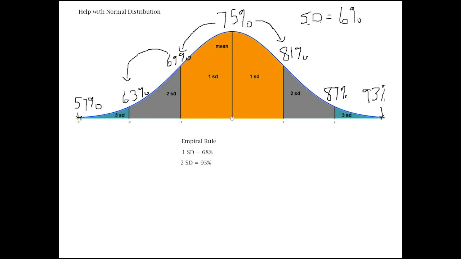Finally, the empirical rule says that if you are within 3 standard deviations, you contain 99.7% of the data. So there's this minuscule part that would mean students that got worse than 57% or better than 93%. I must have a very hard class. But that's the situation. That's what a normal distribution is. This empirical rule applies no matter what the data is, no matter what.